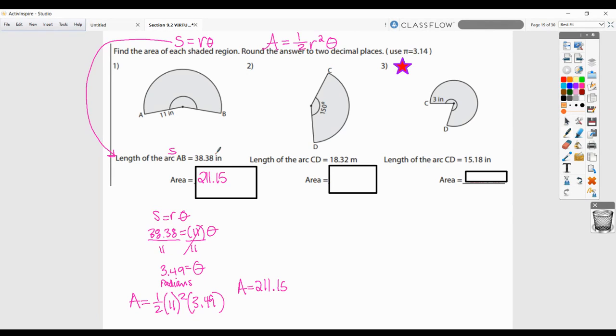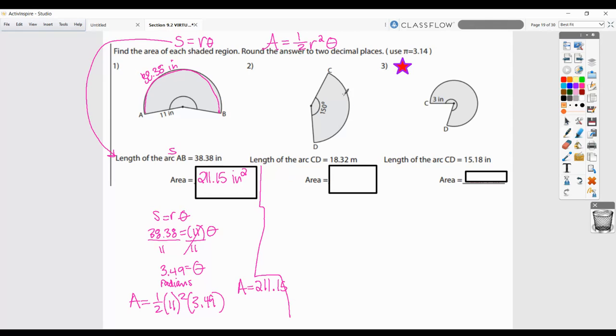Now everything was being measured in inches. The length of this arc, they gave me 38.38 inches. Think of a tape measure, okay? Area, though, is units squared. So just be sure when you're writing your area that you take the units and you put squared there, okay? All right, so let's try another one that's similar to that.